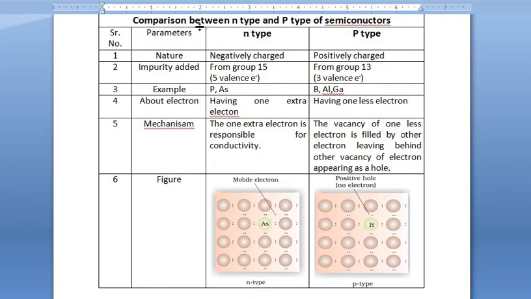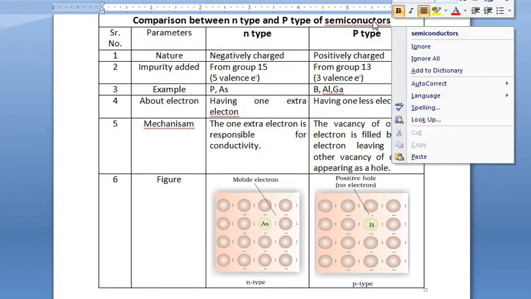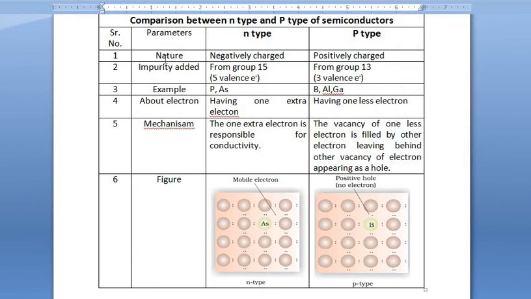Okay, so now there is a comparison between the n type and p type semiconductors, and some of the parameters are the nature. So n type is actually negatively charged, as one extra electron is there. P type is positively charged as a whole. So let me write this as a whole.